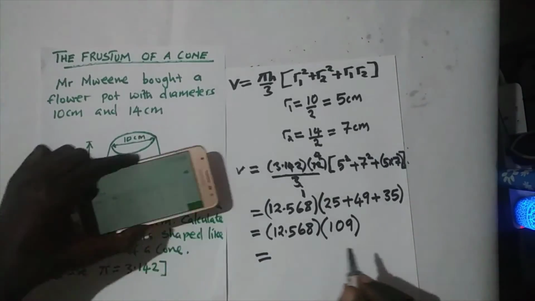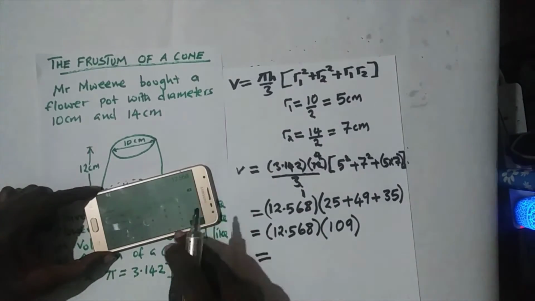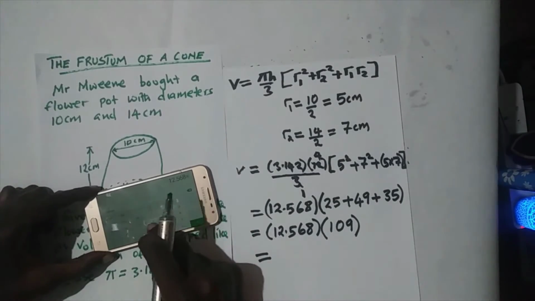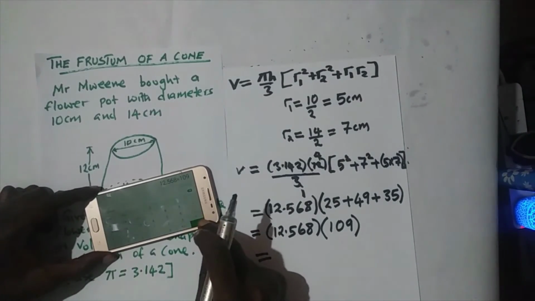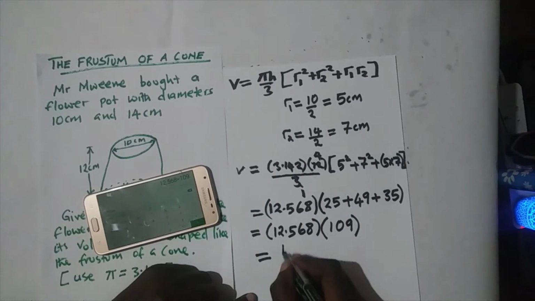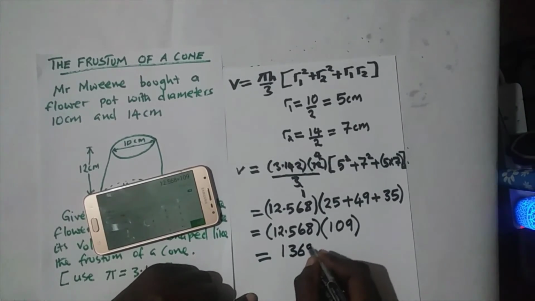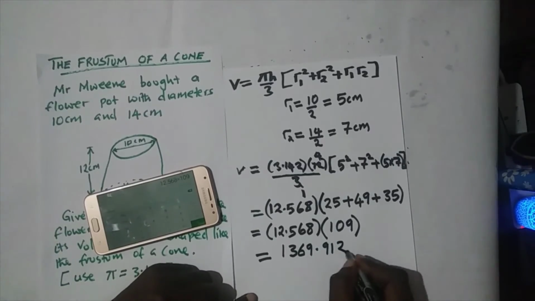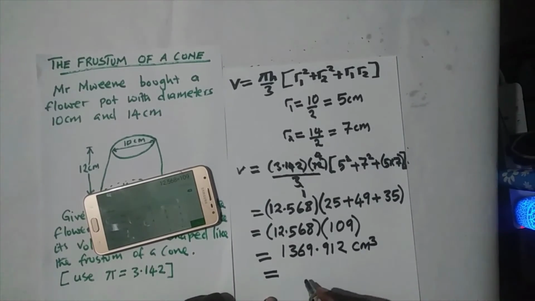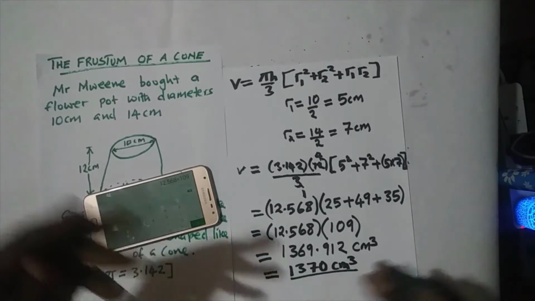So here is our calculator to help us. We are going to have 12.568 times 109, and this gives us 1369.912 cubic centimeters, which we can round off to 4 significant figures, which will give us 1370 cubic centimeters. So at this point we have found our answer, but there's another alternative formula that you can use apart from this one.